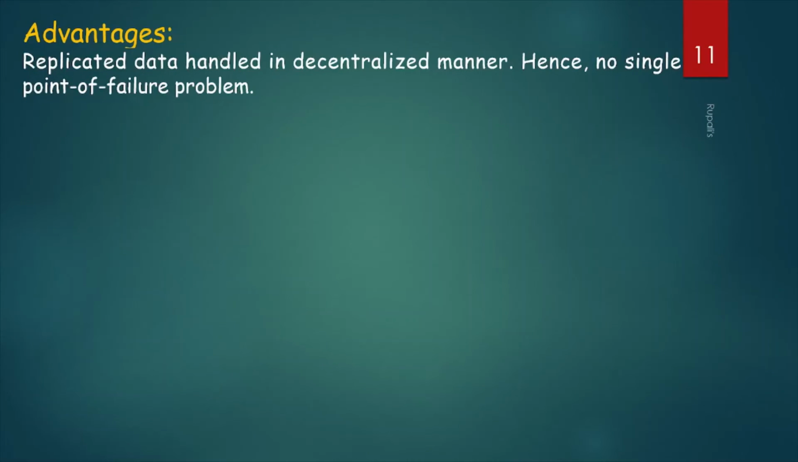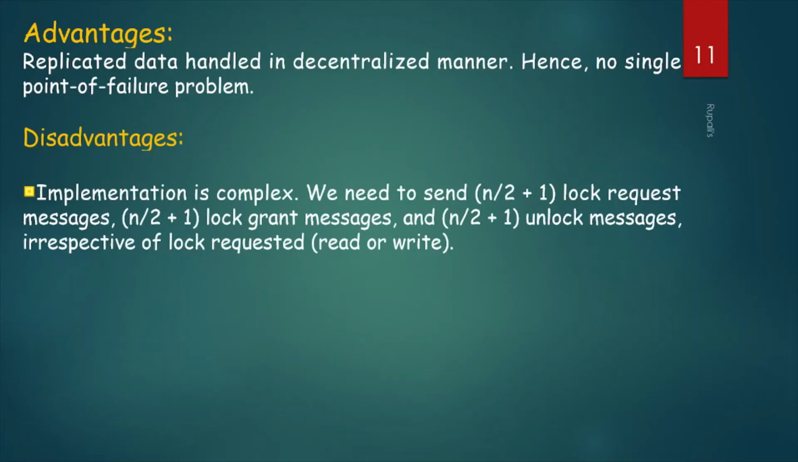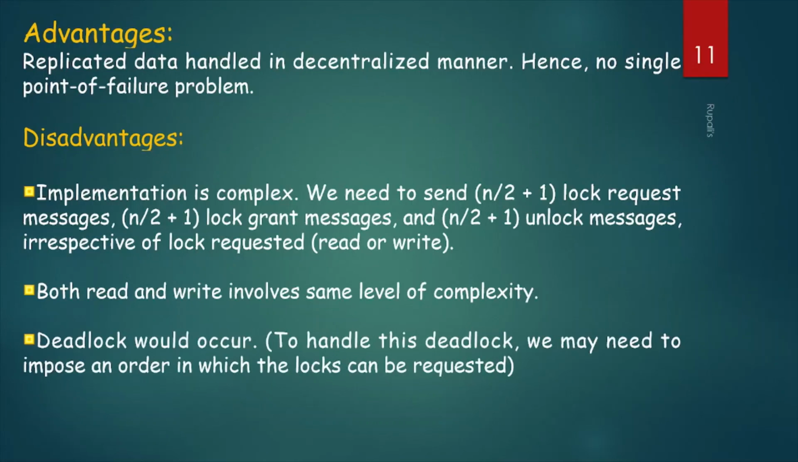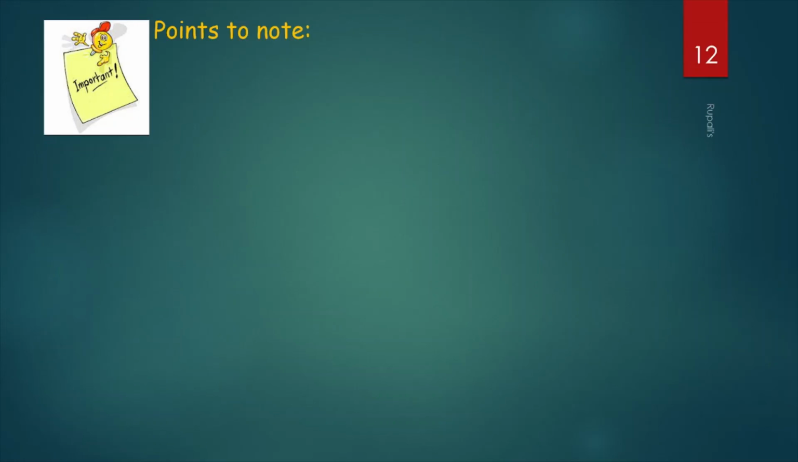Advantages. Here, replicated data is handled in a decentralized manner, so no single point of failure occurs. Disadvantages. Implementation is complex. We need to send n by 2 plus 1 lock request messages, n by 2 plus 1 lock grant messages, and n by 2 plus 1 unlock messages, irrespective of the lock requested, that is, read or write. Here, both read and write involve the same level of complexity. Here, deadlock may occur. To handle this deadlock, we may need to impose an order in which the locks can be requested.